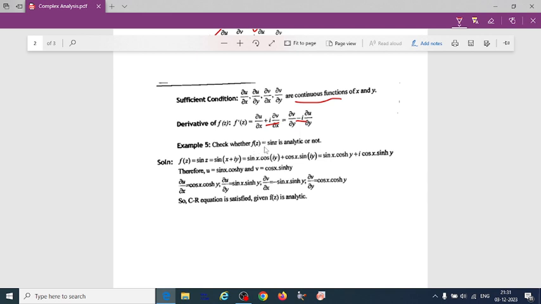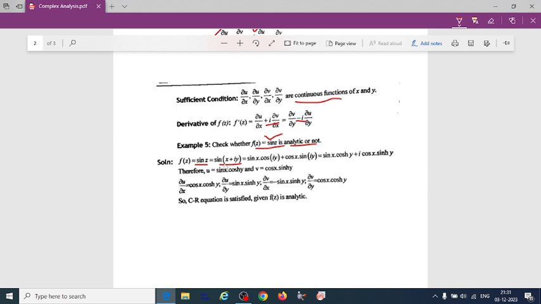Whether f of z is equal to sin z is analytic or not. We have to check whether this given function is analytic or not. So first, f of z is equal to sin z, we have to take z as a complex number, that is x plus iy, and write it in terms of that.